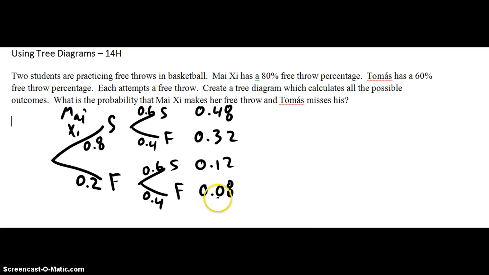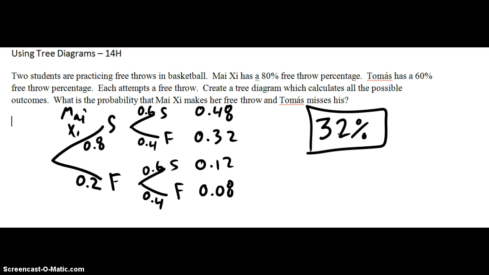So there's only an 8% chance that they will both fail, or there's a 48% chance that they'll both succeed. Alrighty, so what is the question asking? What's the probability that Maisi makes her free throw and Tomas misses it? So she makes hers, Tomas misses his, so that's a 32% chance there. So the answer is 32%.